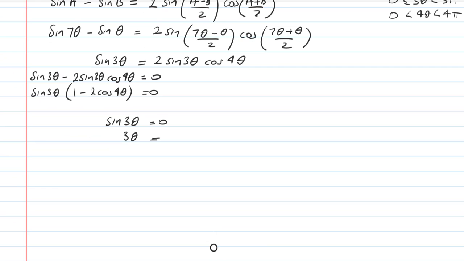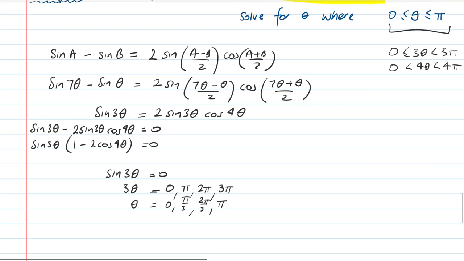So 3 theta has to be sine inverse of 0, which of course is 0, but it's also pi, and it's also 2 pi, and it's also 3 pi. Then I divide by 3, and I get theta is equal to 0, pi on 3, 2 pi on 3, or pi. There's my first set of solutions that works. I should put extra lines down there.